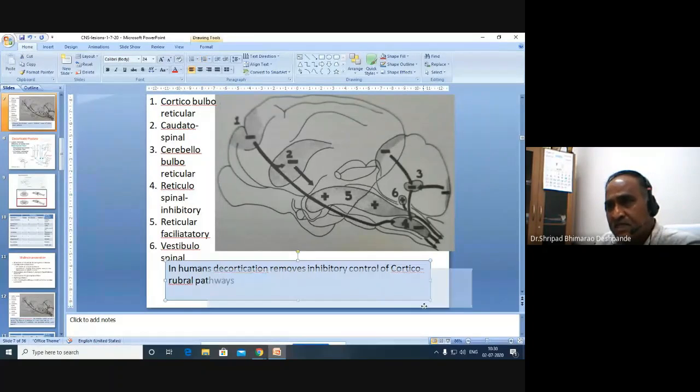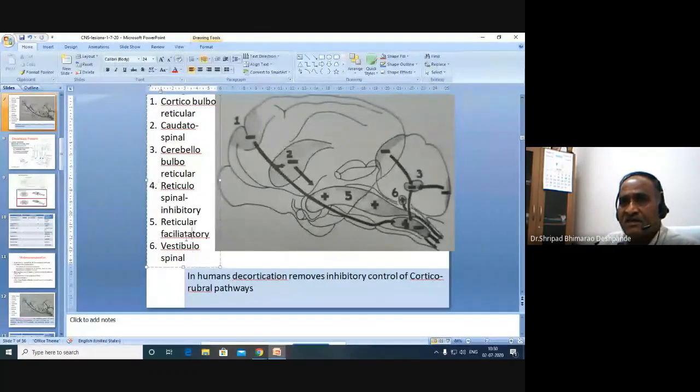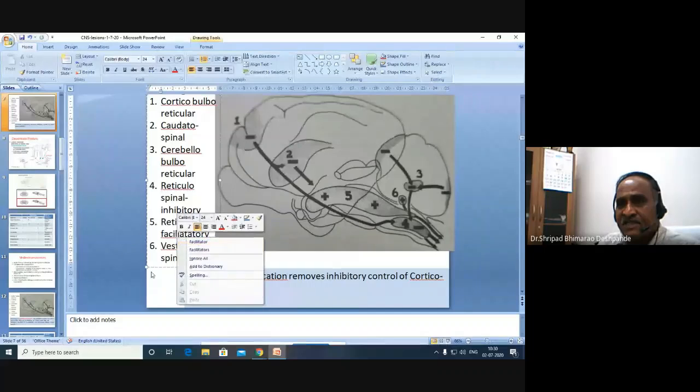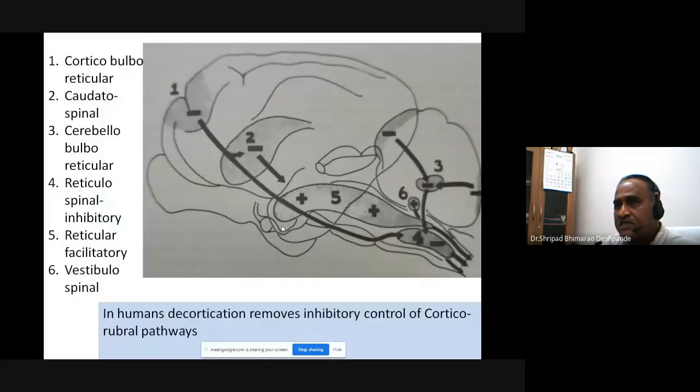Okay, that makes it. Now I have corrected that, and you have this facilitatory, okay, and the vestibulospinal. So now we have these 6 units, and they will try to govern. Now what happens? In humans, decortication removes inhibitory control of the corticorubral pathways.